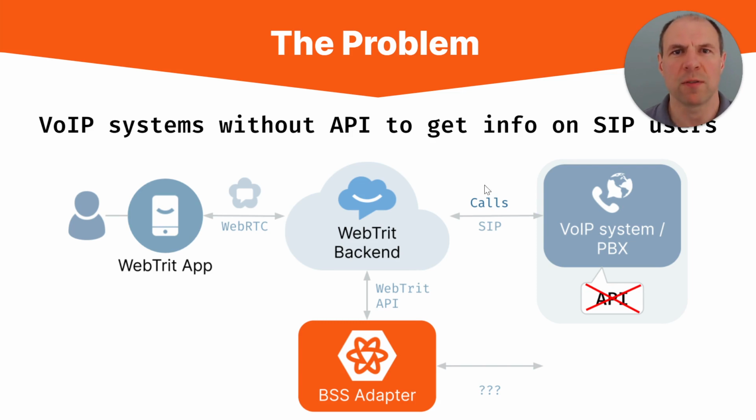But what should we do if the system we want to connect to only offers VoIP interface, but has no API available? In this case, WebTrit needs to know, should we allow this user to log in or not? Did they supply a correct password? How to get SIP username and password to actually place a call on behalf of the user to the real VoIP system, and so on. So what should we do in this situation? Obviously, changing this system may not be an option just yet.